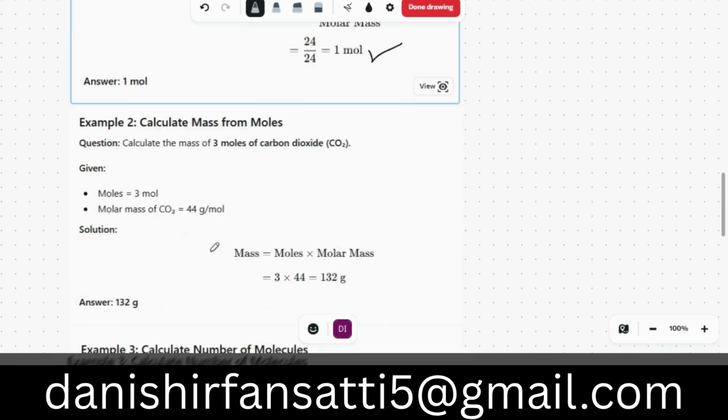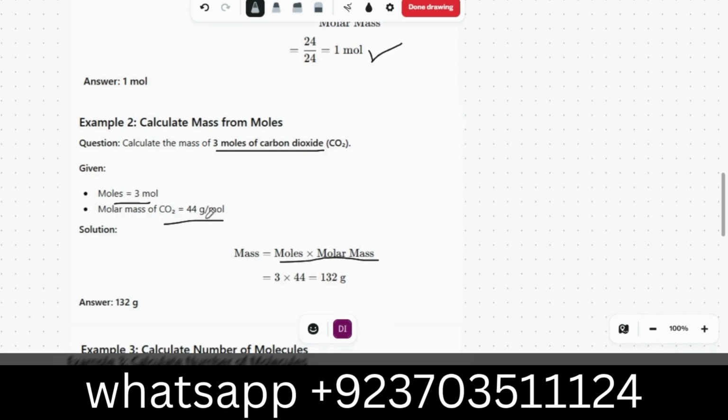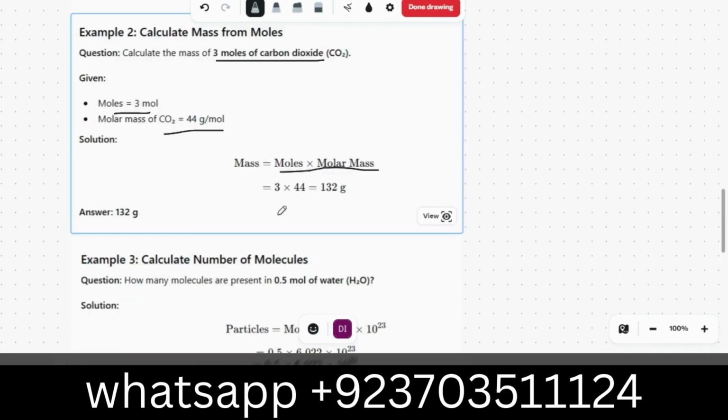Now calculate mass from the moles. Calculate the mass of 3 moles of carbon dioxide. The number of moles is 3, whereas the molar mass is 44. So mass is equal to moles times molar mass. The number of moles is 3 and the molar mass is 44 grams per mole, so that will give us 132 grams.